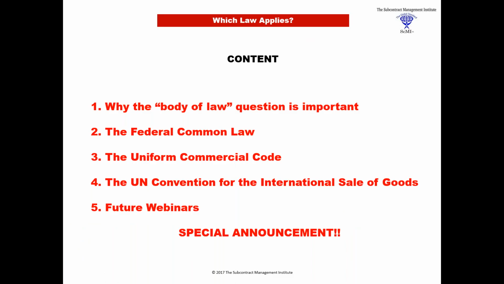Here's the content of what we'll cover today. We're going to talk about the body of law type of question and why this becomes so important, and it is too often overlooked. And then we'll talk about the different bodies of law that might apply to any given agreement that you've entered into, whether it's the federal common law, the UCC, or the UN Convention for the International Sale of Goods, one that is very viable and very widely used, except many people in contracting have not run across it. So we want to make sure you're aware of it because it can trap you if you're not careful. And we'll talk about some future webinars, but we also have a very special announcement coming up about SCMI and its certification program.